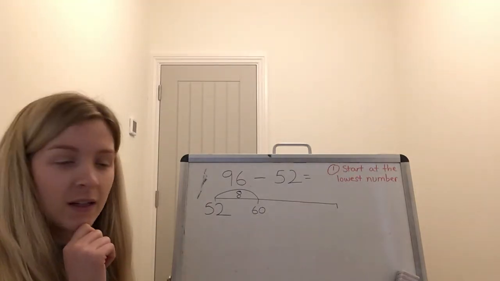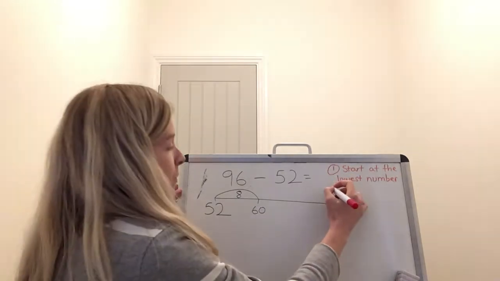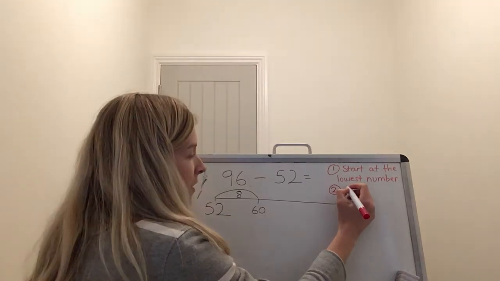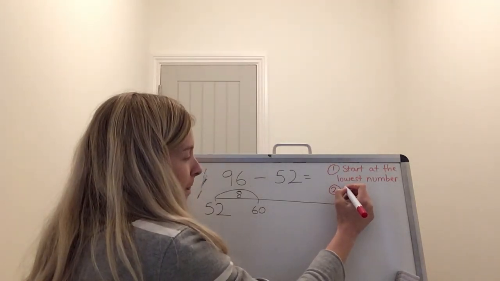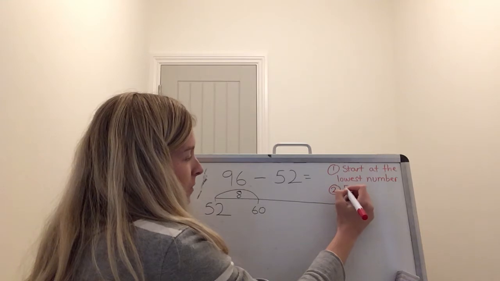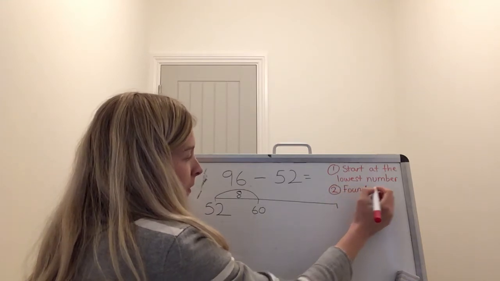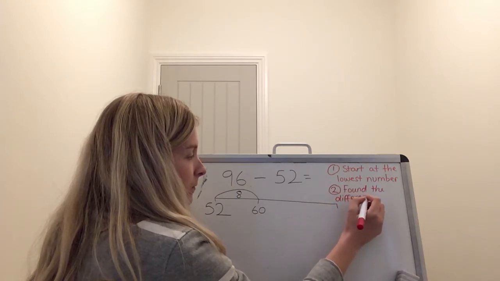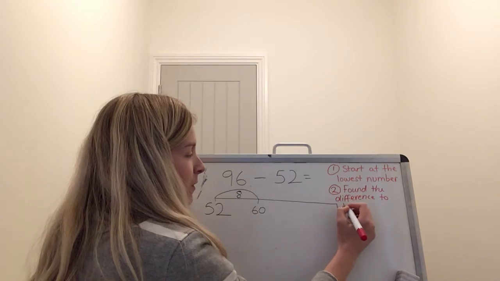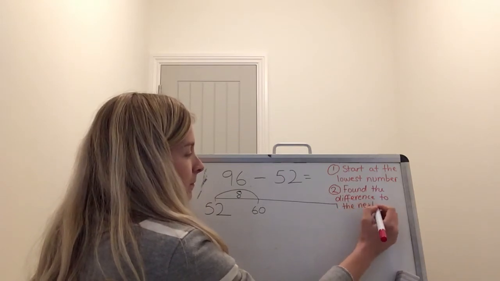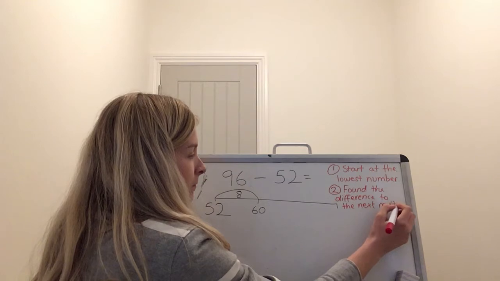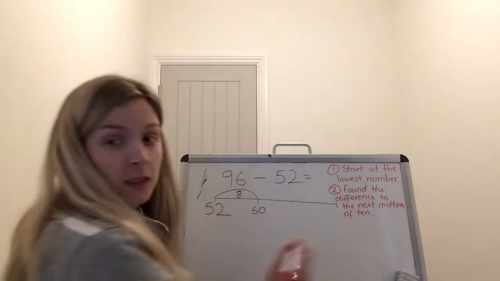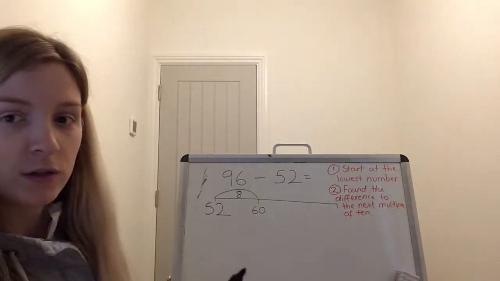Some of you might be thinking, Miss Palmer, do write the next step. Number 2, the second thing that we did is we found the difference to the next multiple of 10. Can you still see that? Okay, it might be a little small, so sorry if it is.